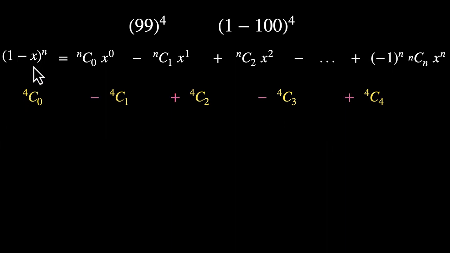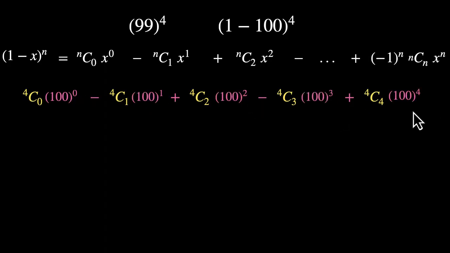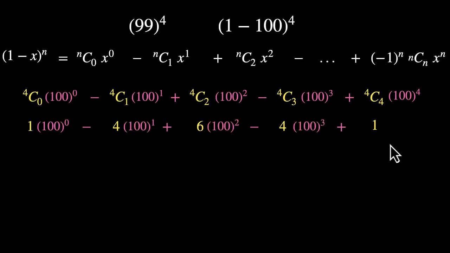Now the value of x here is 100, increasing powers of 100. This is 100 to the power 0, 100 to the power 1, power 2, power 3, and power 4. Now let's simplify. 4c0 is 1, 4c1 is 4, 4c2 is 6, 4c3 is 4, and 4c4 is 1. Alternate signs. Now powers of 100. 100 to the power 0, power 1, power 2, power 3, and then power 4. How do we do this? 3 terms are added, 2 terms are subtracted.